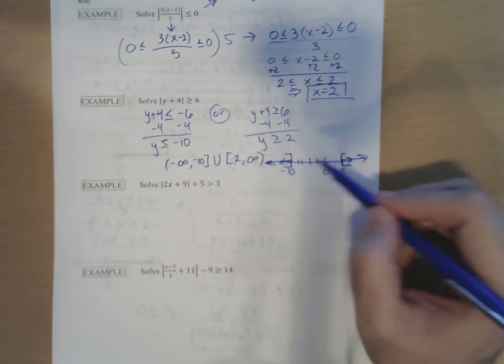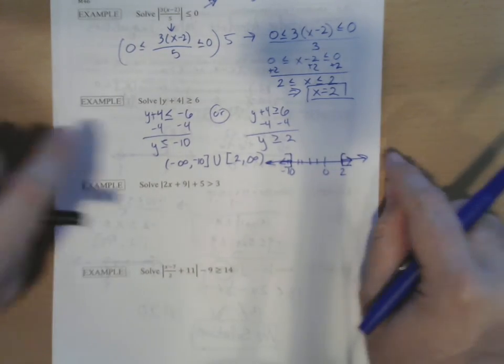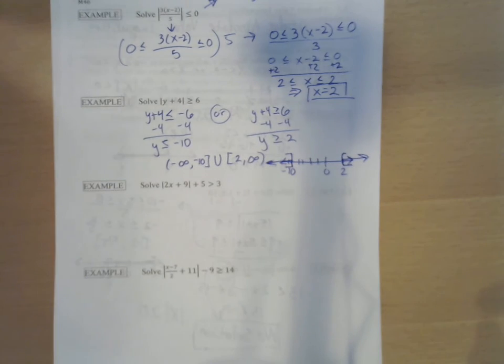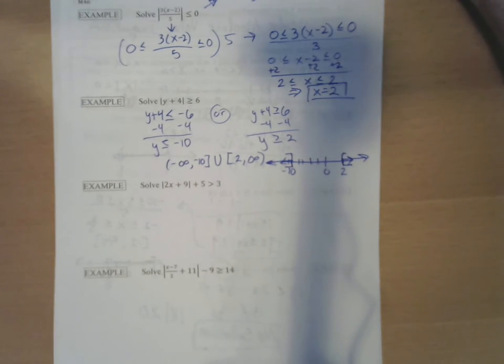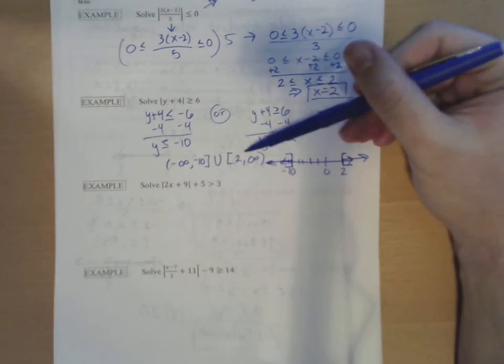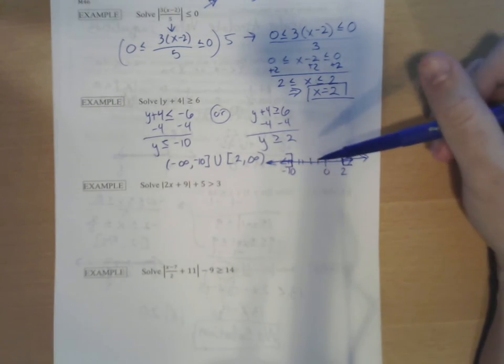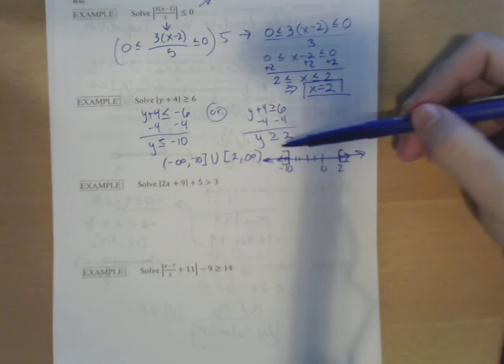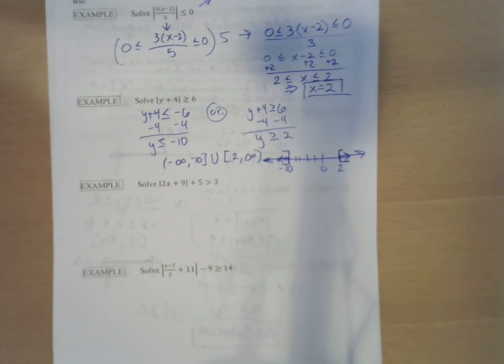And remember, when you have two intervals, two sets that don't touch, as long as it's a union, that's okay. When it's an intersection, an and, then this would be no solution. But since this is an or, we're allowed to have, remember, this is called disjointed intervals.